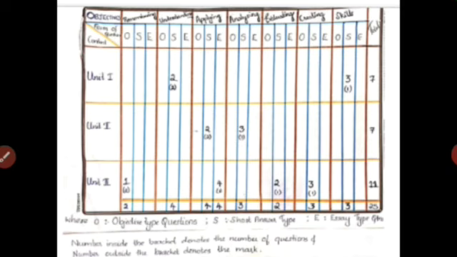So, this is our complete blueprint based on our weightage and marks that we have already decided. And on the basis of this blueprint, the teacher will develop the achievement test.